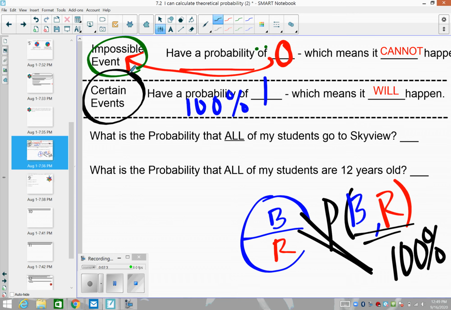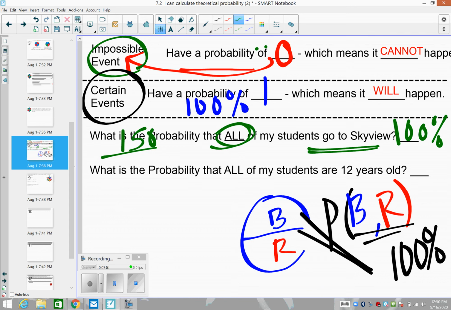So example, this one's a little bit tricky because I actually do have a couple 5th graders that attend my class. So you have to roll with this one a little bit. But what's the probability that all of my students go to Skyview? You got to bear with me on that for those of you that actually go to an elementary school in our district. You would say 100% chance. So if, let's say, I have 150 kids, we would say that 150 students out of 150 attend Skyview, which is 100%.